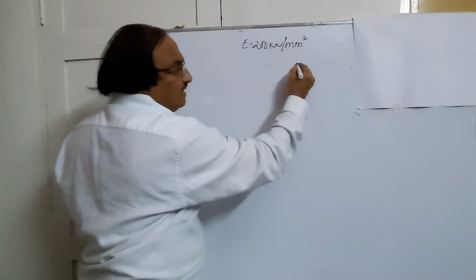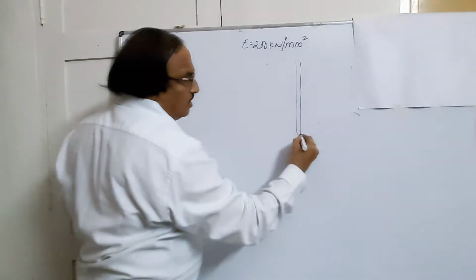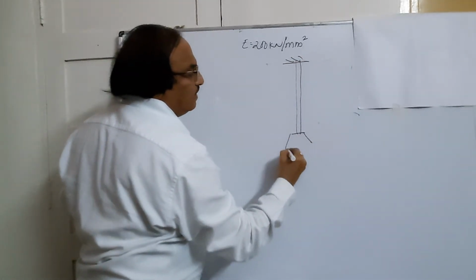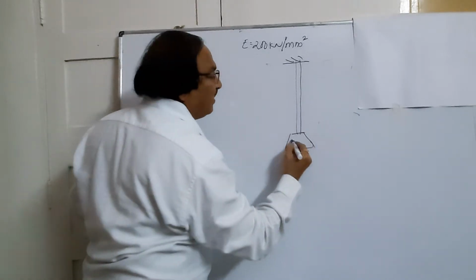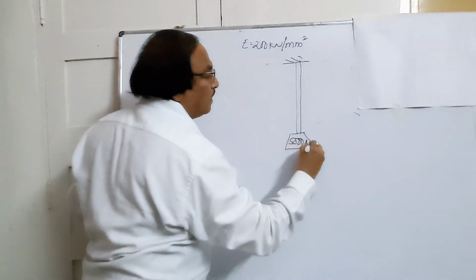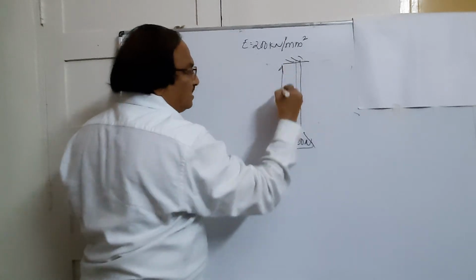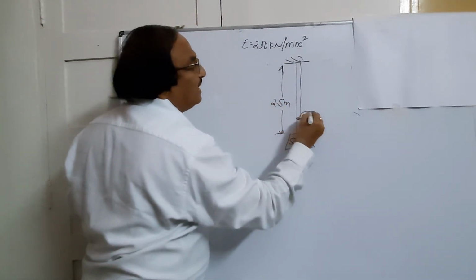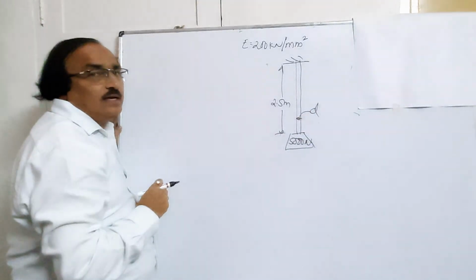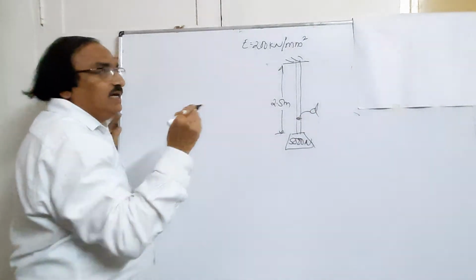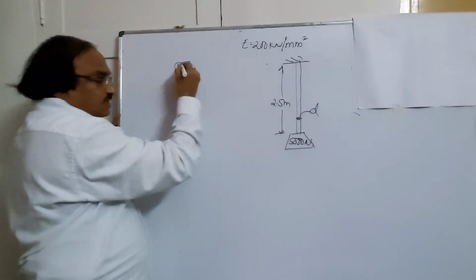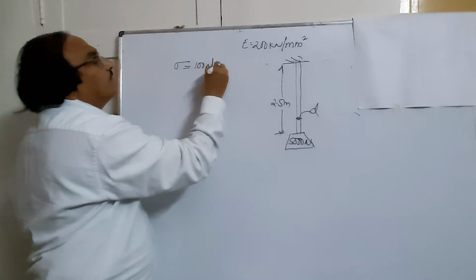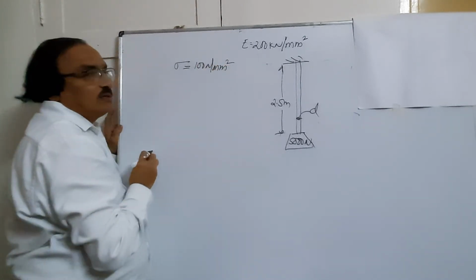So the problem is like this. There is a steel rod. It is fixed at one end. It is carrying a weight at the bottom of 5,000 Newton. The length of this rod is 2.5 meters. You are required to find out the diameter of this bar. He has given the condition that the stress acting in the material is 100 Newton per mm square.